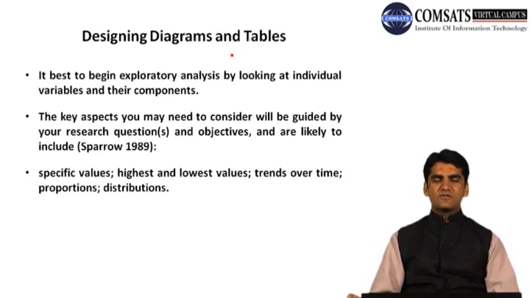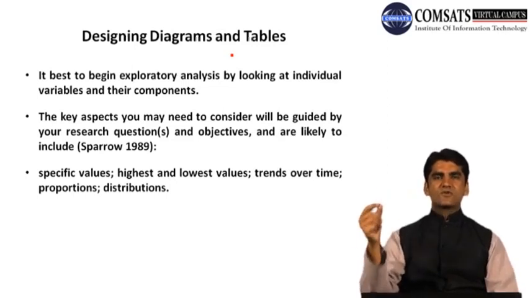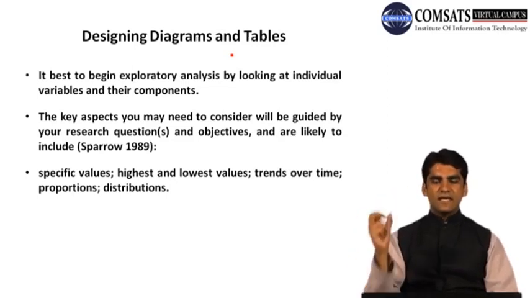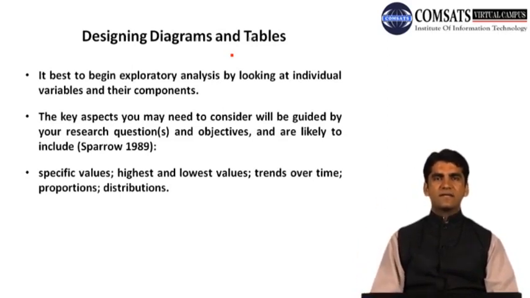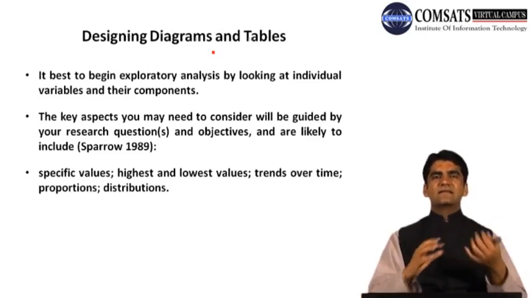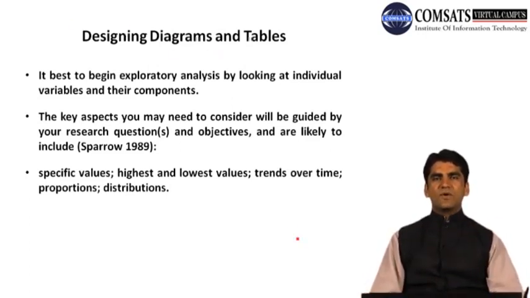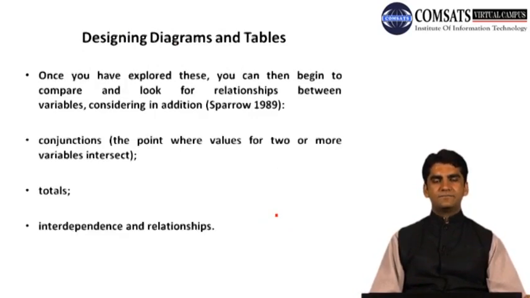So the key aspects you may need to consider will be guided by your research questions and objectives. I have already said to you that your research question and objectives give you a guideline on what kind of graphs and tables you actually need, and then you have to include them. It is also explained by Sparrow in 1989. Specific values, highest and low end values, trends over time, proportions, distributions, these are the things that you can do by plotting your variables within a graph or in a table.